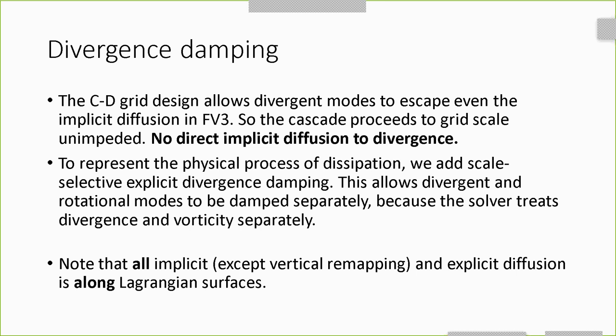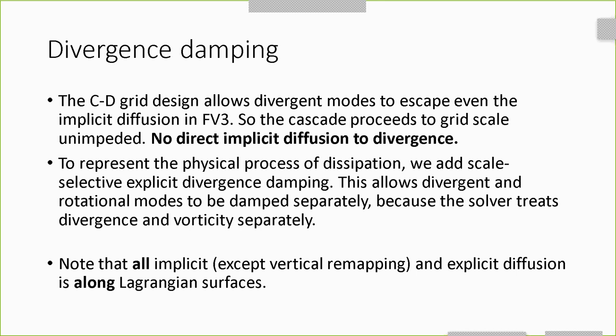Okay. Divergence damping is the other sort of damping that we use in the model. And this is a necessary thing. And the reason for this is because the C-D grid design effectively allows divergent modes to pass unhindered by any of the implicit diffusion mechanisms that we have. If you go through and compute how much diffusion is applied by the fluxes to the divergence, you'll find that it's actually zero. So the divergent part of the cascade proceeds to grid scale without any direct diffusion on it. That's somewhat of a good thing. These are representing divergence very well without artificially diffusing it, but once again, we do need to start damping these things out.